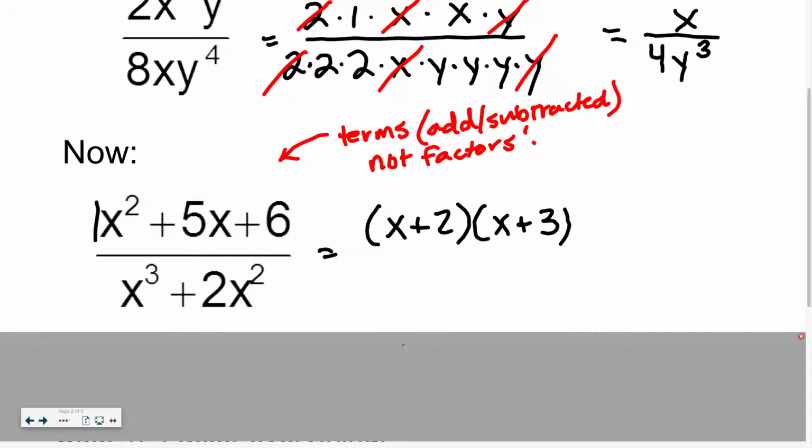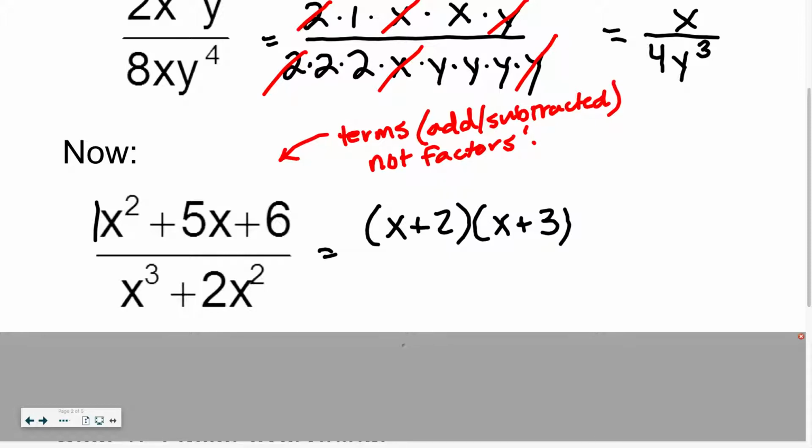First terms, x times x would give me x squared. Last terms, 2 times 3 would give me 6. And then to check my middle term of 5x, I just use my fingers. I'm going to do the outsides and the insides. 3x, 2x. Does that give me 5x? Yeah. That literally takes me 3 seconds, but it can be so helpful so that you don't make a factor mistake. Okay, moving along, what can you factor in the denominator?